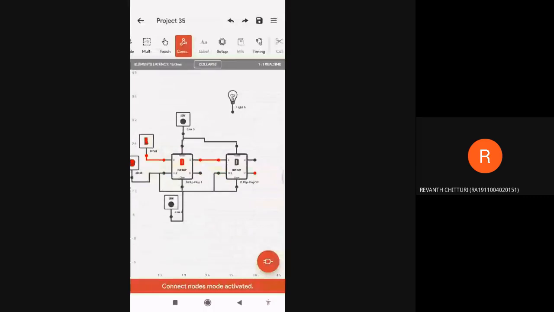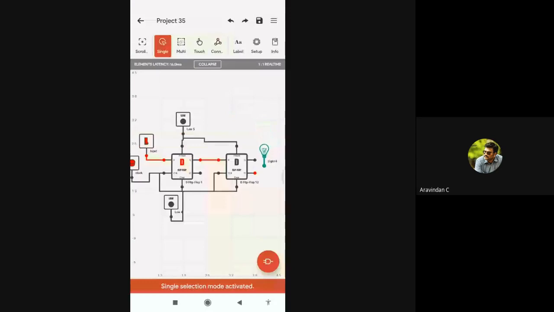Sir, what is the use of Q dash? Q dash is like the inversion of your Q. Mostly for data transmission, we'll be taking only Q. Okay, Q dash, if it is required, we are going to use.